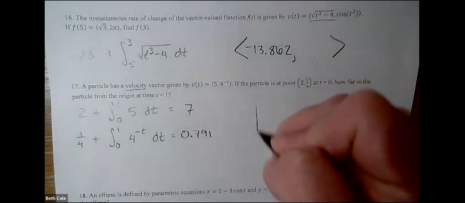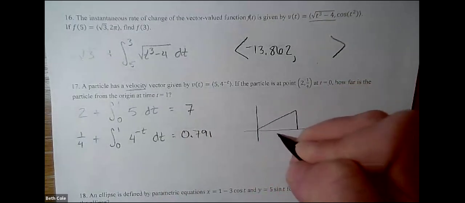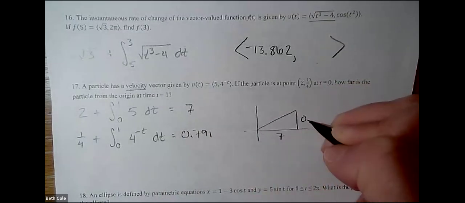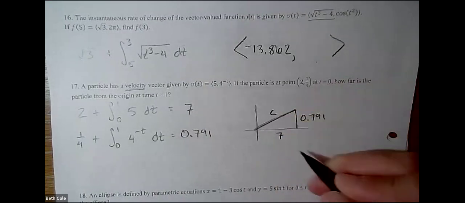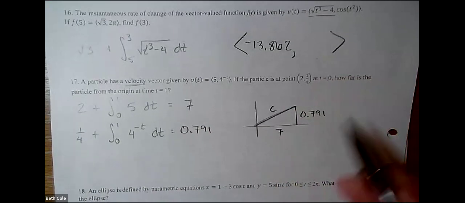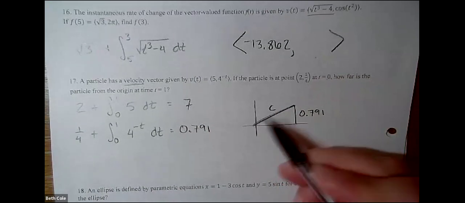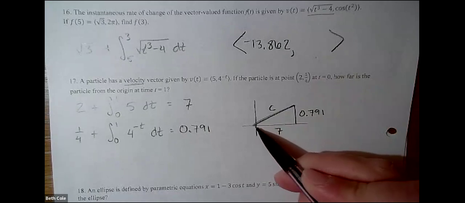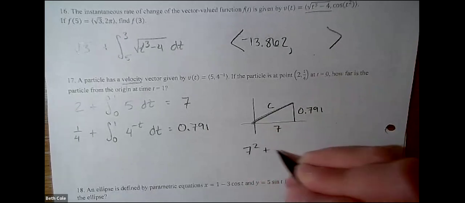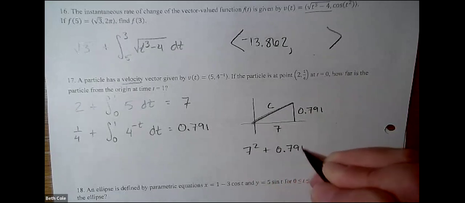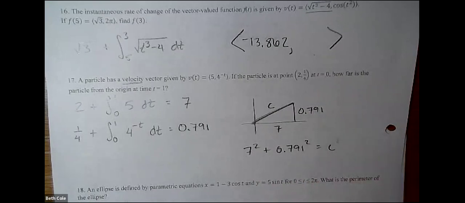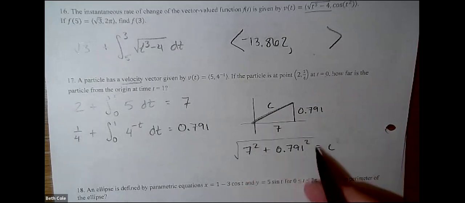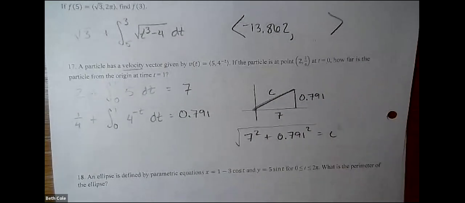Now here's what this would look like. Our x dimension was 7. Our y was 0.791. This is the distance that we want. I'm going to call it c because we're going to kind of do a Pythagorean theorem thing here. But we want our distance from the origin. So kind of like a component vector. So it's going to be 7 squared plus this 0.791 squared equals c squared. To get rid of this squared, you're going to square root. That's why that formula looks like that. It comes from the Pythagorean theorem. It's all triangles and stuff.